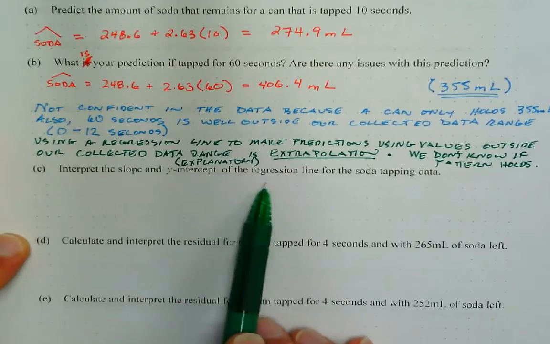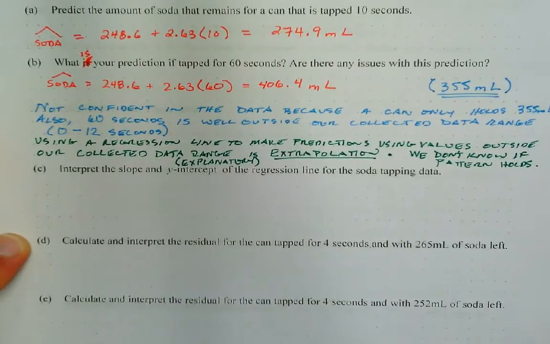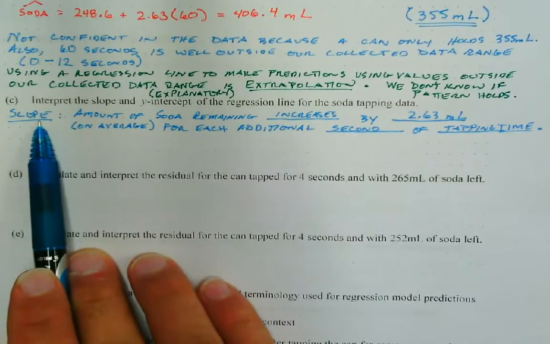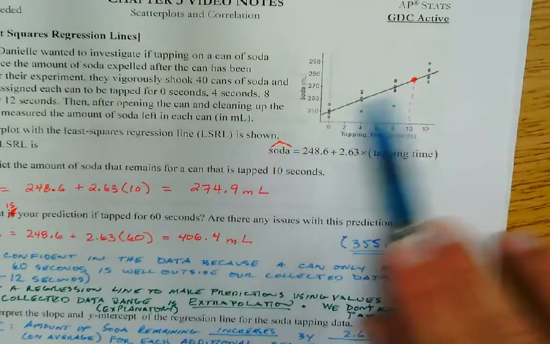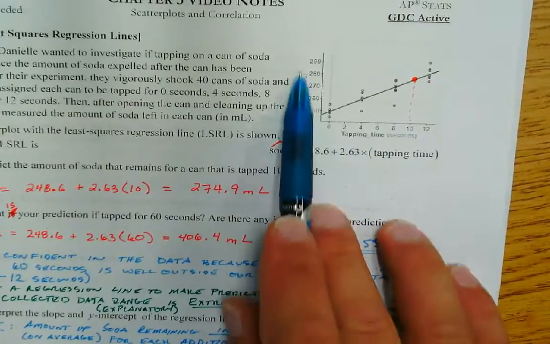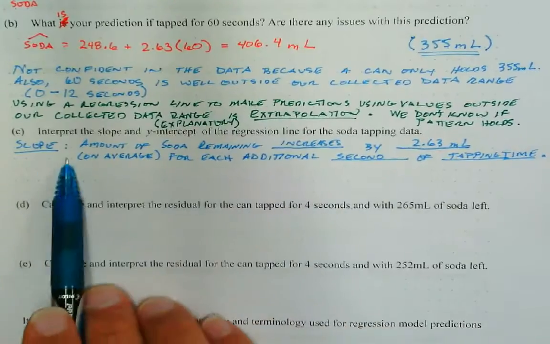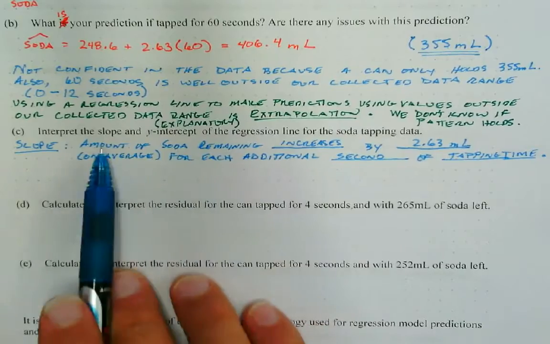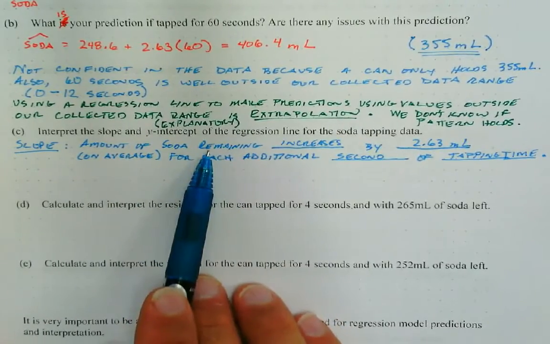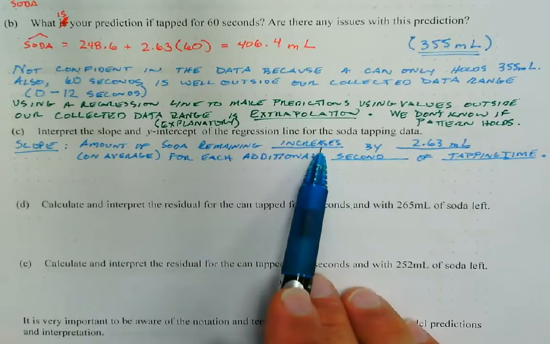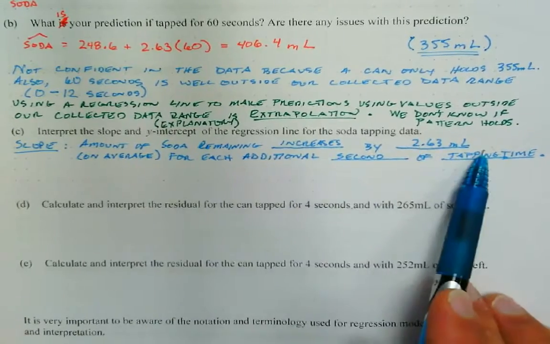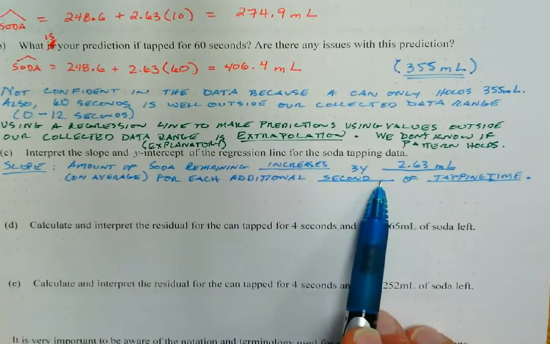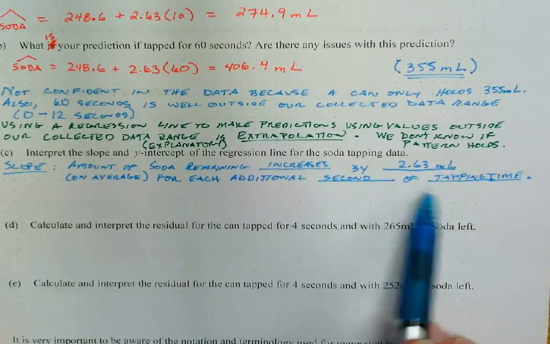This is a very common question, so make sure that you understand the following. The interpretation of the slope for our particular situation, where this is explanatory and this is response, is that the amount of response, so the amount of soda remaining, increases or decreases by the value of the slope on average for each additional unit of explanatory.